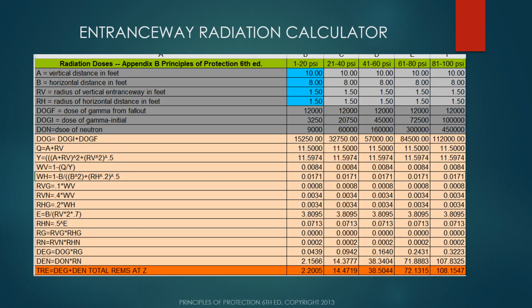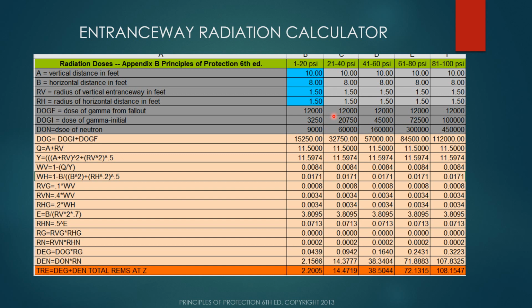This is an entranceway radiation calculator. I'm going to have this up on the website so anybody can actually use it. But here's just an example. And this is not based on the same radiation tables as overhead shielding. This is based on an air burst, and it's a 500 kiloton air burst. So for a shelter in the 1 to 20 psi range, if that vertical distance is 10 feet, the horizontal distance is 8, and the shelter entranceway is 3 feet in diameter, you're going to end up with about 2.2 REMS in here, based on 12,000 REMS of fallout initial here and 9,000 REMS of neutron.